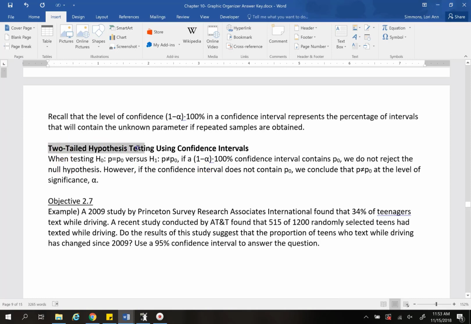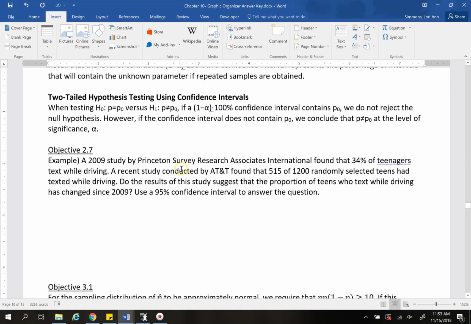We can do two-tailed hypothesis testing using confidence intervals. So it has to be two-tailed. Our null hypothesis will be p equaling p sub 0, and then our alternative will be p not equaling p sub 0. If a (1 - alpha) times 100% confidence interval contains p sub 0, we do not reject the null hypothesis. However, if the confidence interval does not contain p sub 0, we conclude that p is not equal to p sub 0 at the level of significance alpha.